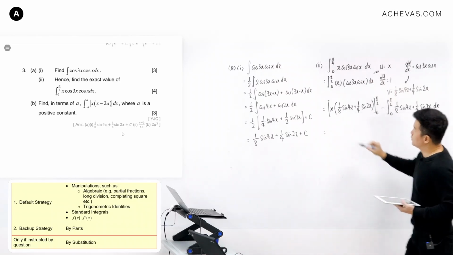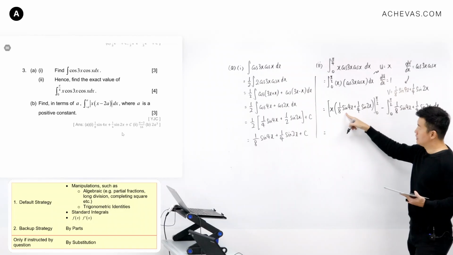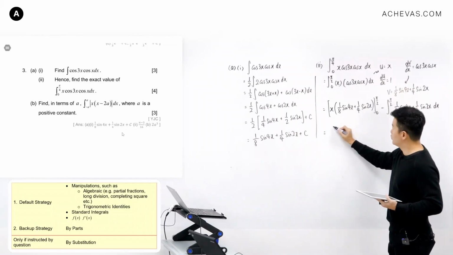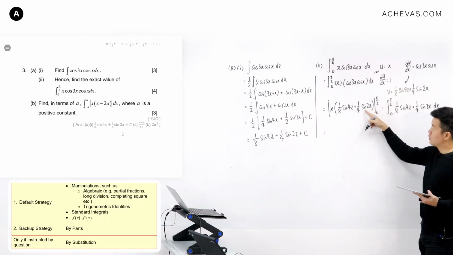This is equal to, if I were to put pi over 2 in, we will have a pi over 2. Oh, actually, when I do a sine of 4 times pi over 2, it is going to be a sine 2pi, which is 0. And if I were to sub this in, we will have a sine pi, which is also going to be 0.